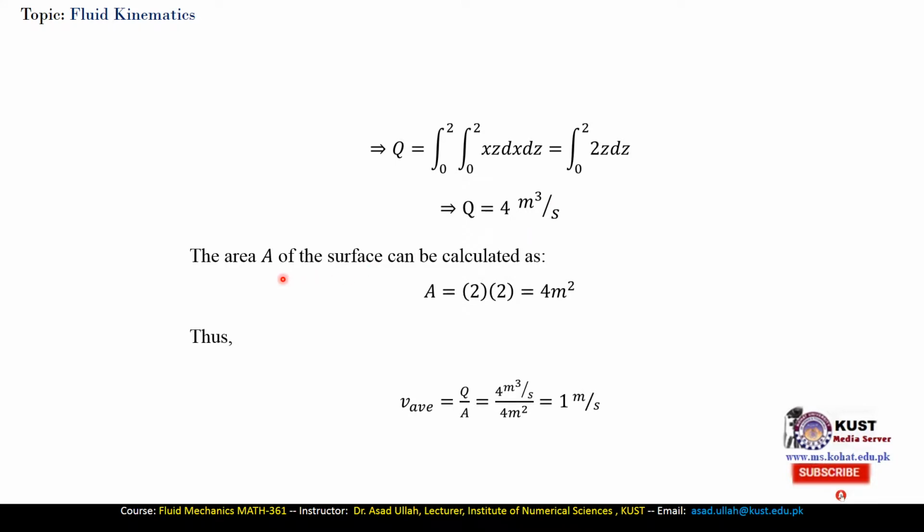Now to find the area of the surface, since we have a square and the side of the square is equal to 2, we get the total area is equal to 2 multiplied by 2, which is equal to 4 meters square. Now to calculate the average velocity or the mean velocity, that is equal to Q divided by A, and the value of Q is equal to 4 meter cube per second and the value of A is equal to 4 meter square, and so we get the average velocity is equal to 1 meter per second.